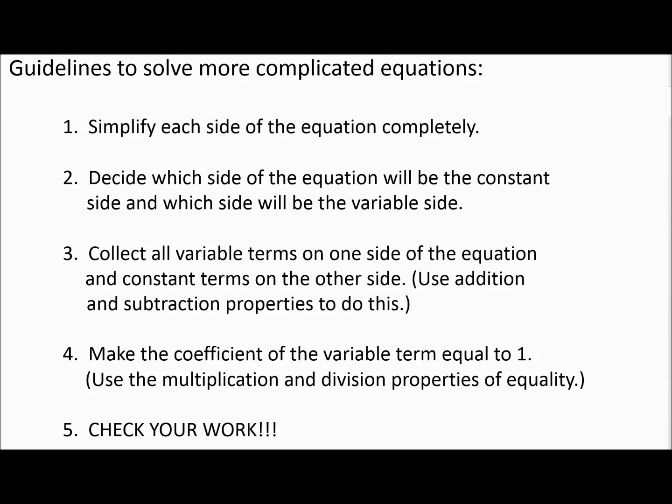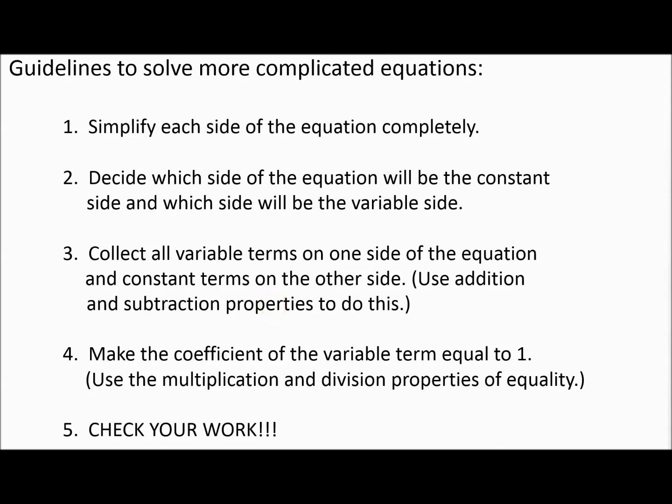Step 2, decide which side of the equation will be the constant side and which side will be the variable side. So remember, from the last problems we did, you always had to have your variable on one side and your numerical values or your constants on the other side. So we'll go through and decide which. Then we're going to collect all variable terms on one side of the equation and constant terms on the other side. Use addition and subtraction. So after you decide which side they belong on, then you'll use the properties of addition and subtraction of equality to get it the way you need it.